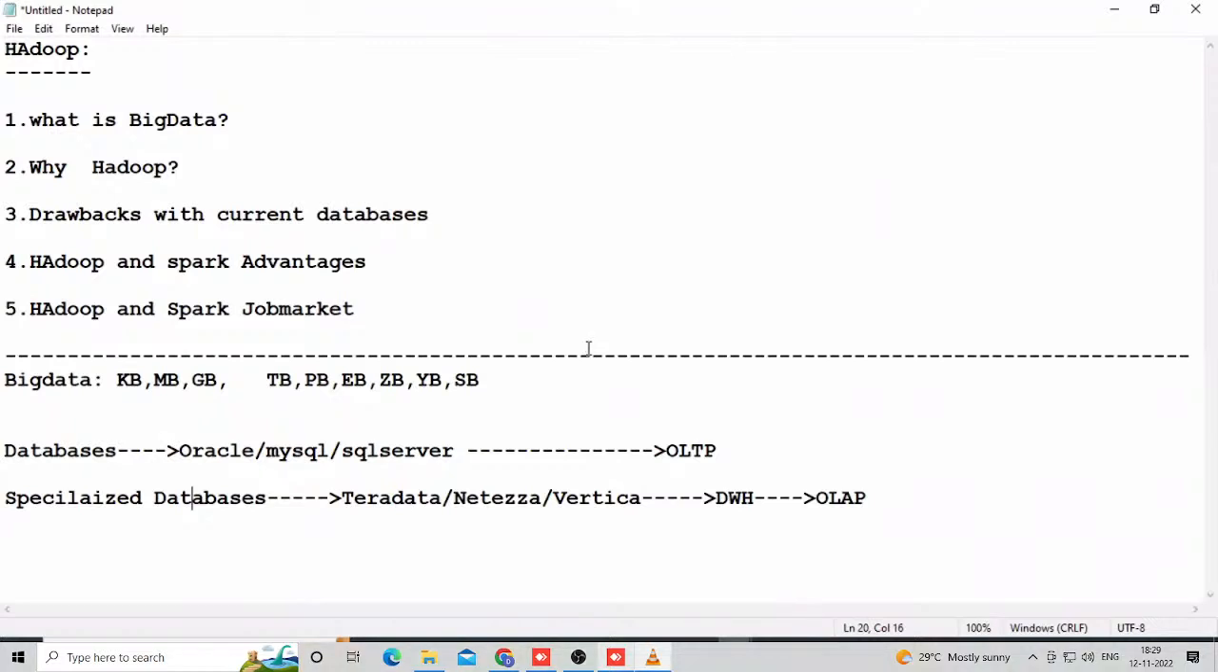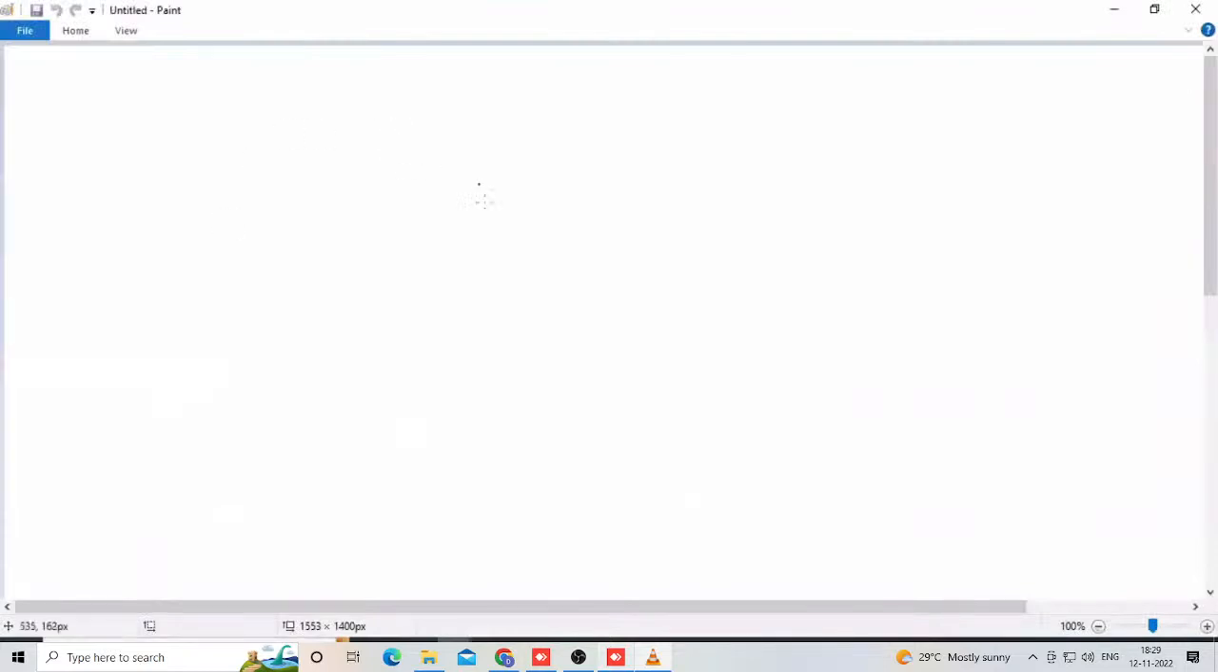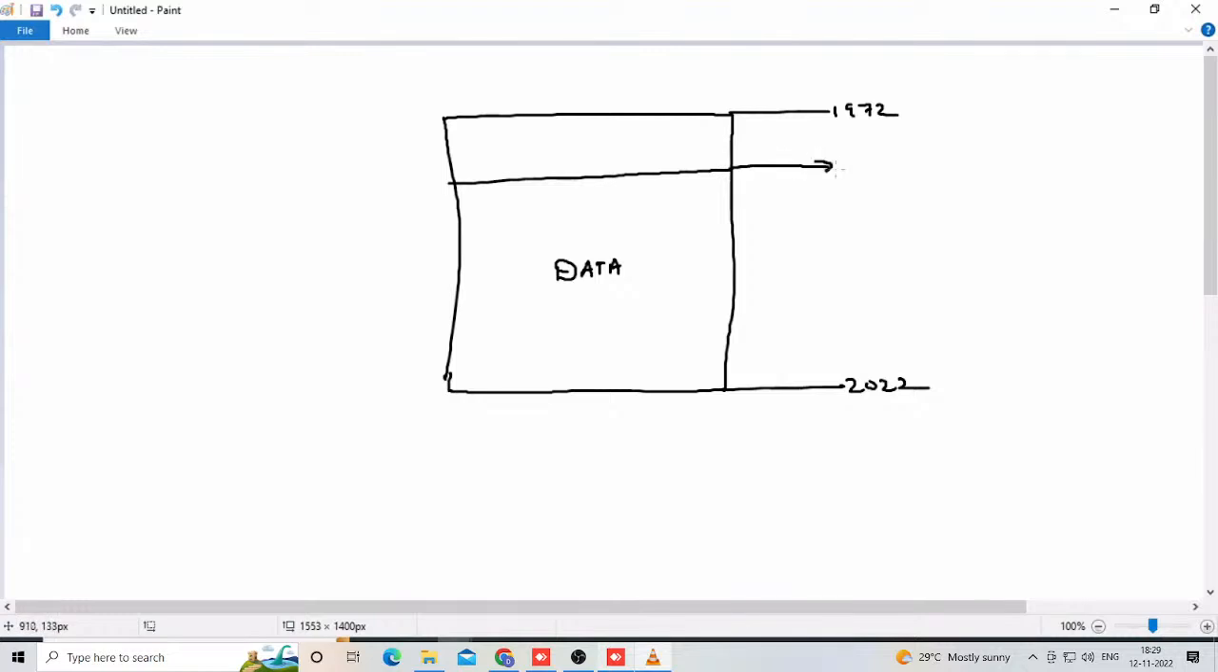I'll come back to Hadoop and its services. But before that, how is this data getting generated and what are the various sources and types? Assume this is your data which got generated over the last 50 years, 1972 to 2022. If you observe, 1972 to 2012, and then 2012 to 2022, the last 10 years of data.